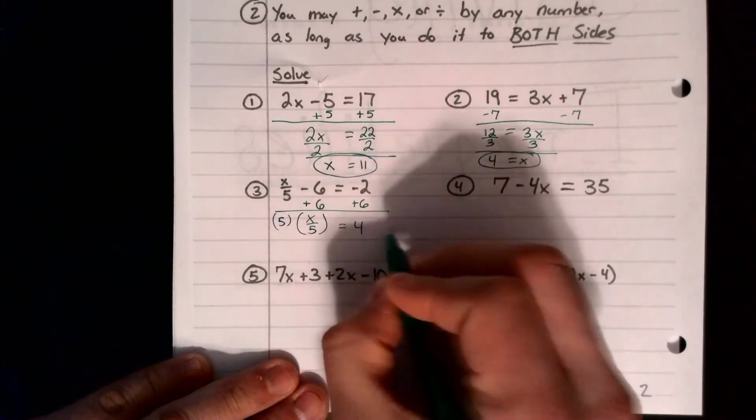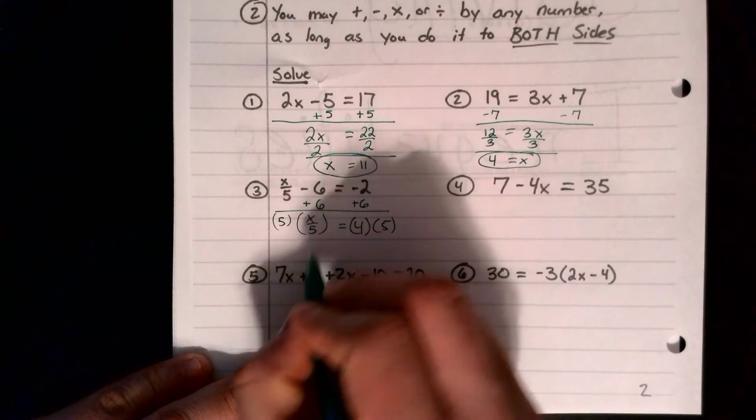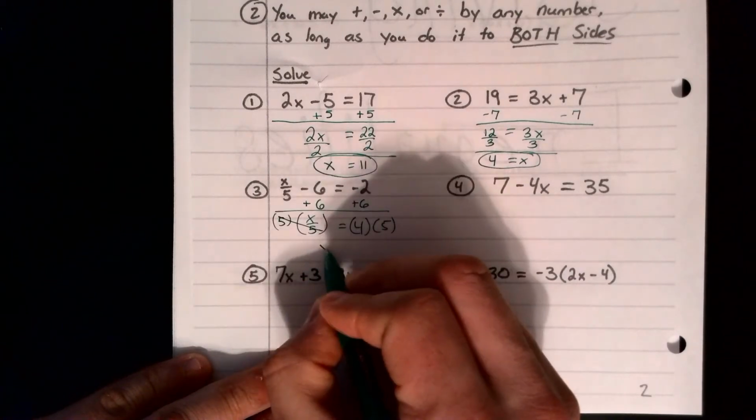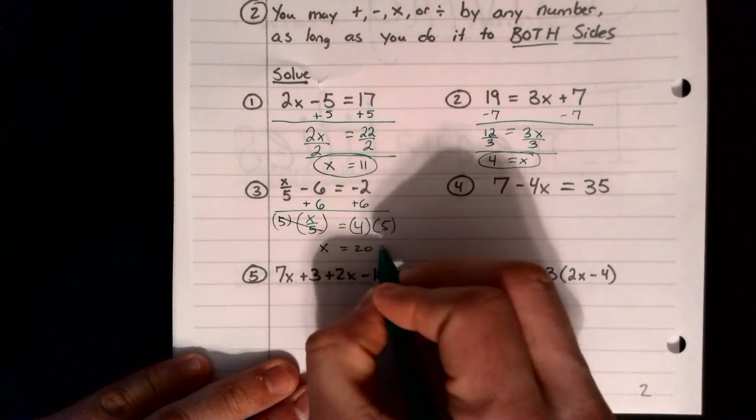Multiply both sides by 5 to get rid of divided by 5, because that's the opposite. These 5's cancel. We're left with 1x equals 20.